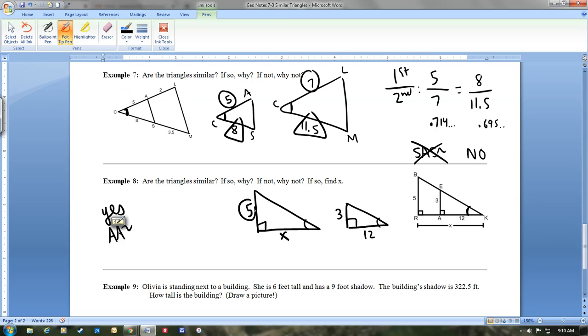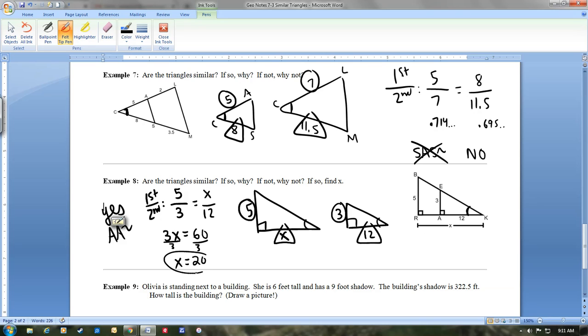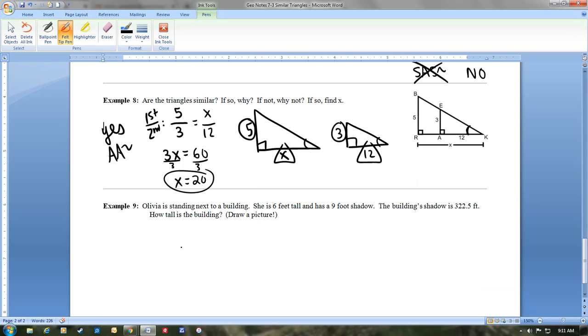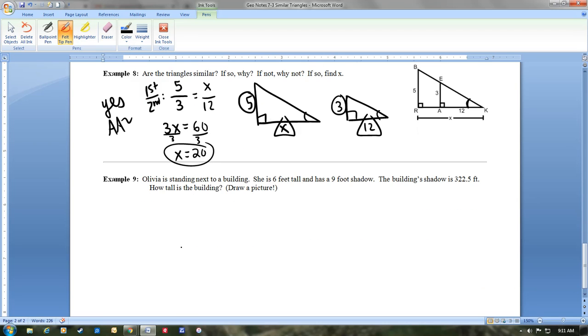So again, first over second equals first over second. So I code that, and then I'm going to set up my proportion first over second. So circles, 5 over 3, and now triangles, x over 12. Cross multiply, 3x equals 60. Divide both sides by 3, so x is 20. Hopefully you enjoyed that problem. Again, when you see overlapping triangles in this class, you have to separate them.